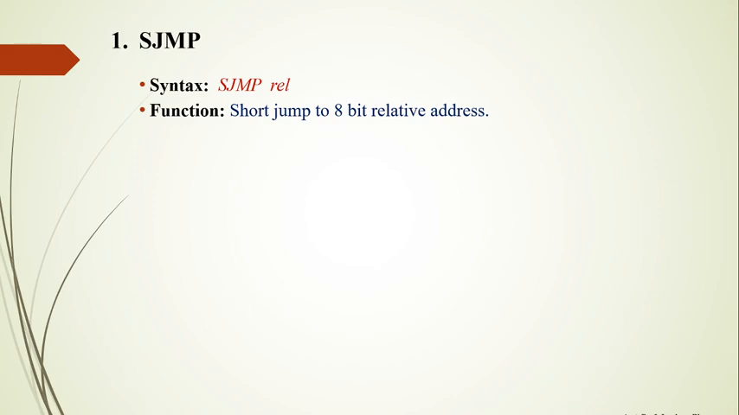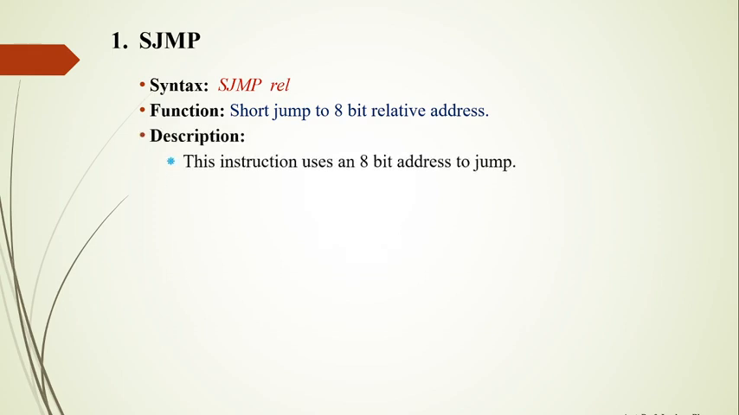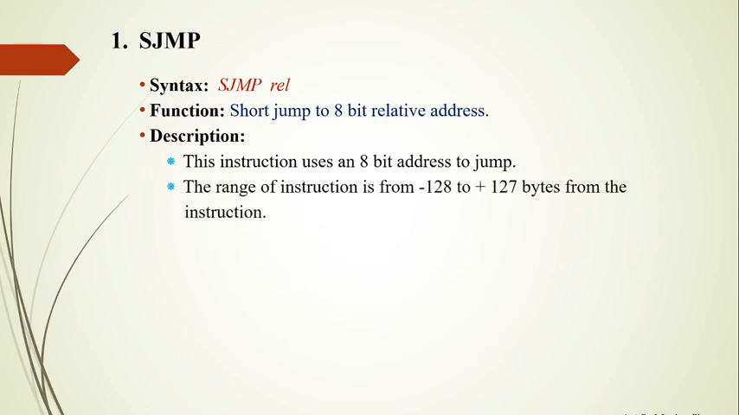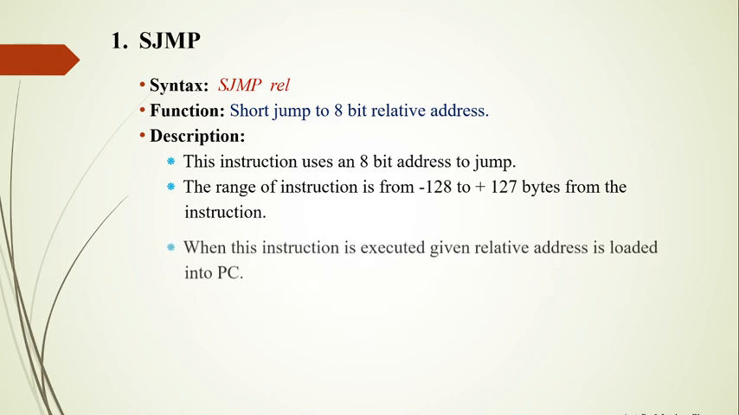So this instruction jumps to the location which is available within the 256 bytes of memory, because the relative address is of only 8 bits. So the location must be present within the 256 bytes of memory. This instruction uses an 8-bit address to jump, and the range of the instruction is from -128 to +127 bytes from the instruction. That means a total of 256 bytes of memory.